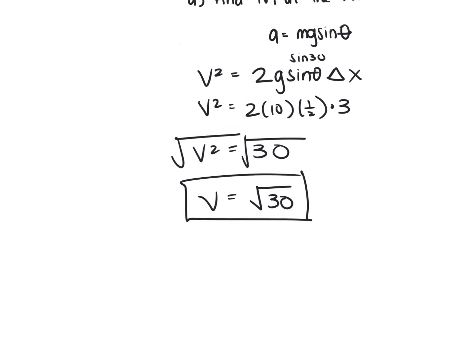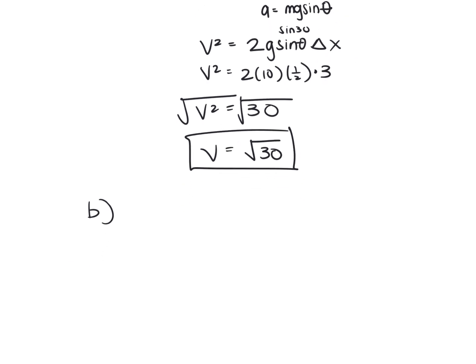Now question B is asking to find the velocity when it arrives to the bottom of the inclined plane. However, we are given a friction force. So we have an object that is moving down, and we know that this direction is represented by mg sine theta, but this is the force of friction.